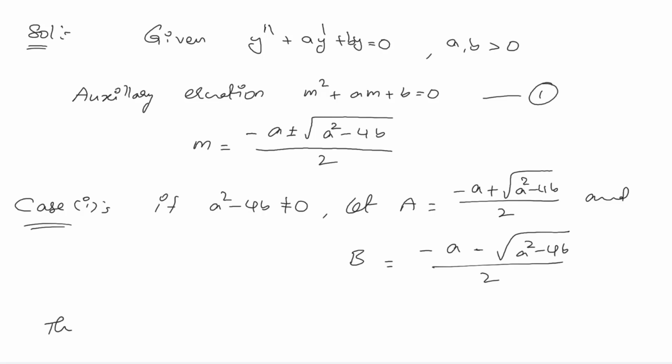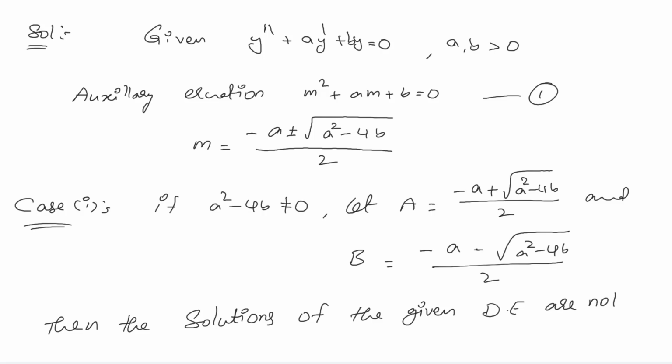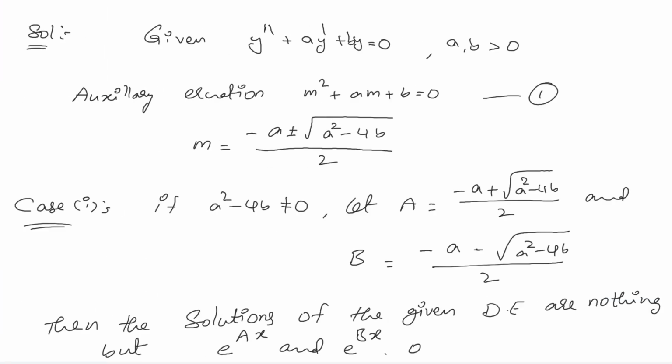Then the solutions of the given differential equation are e^(αx) and e^(βx), and the linear combination of these two solutions is c1 e^(αx) + c2 e^(βx).